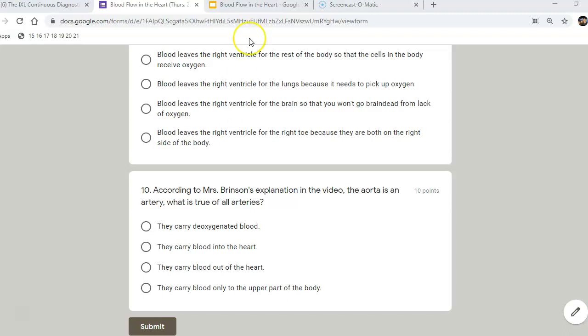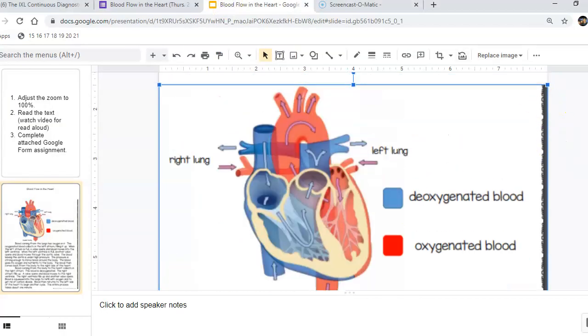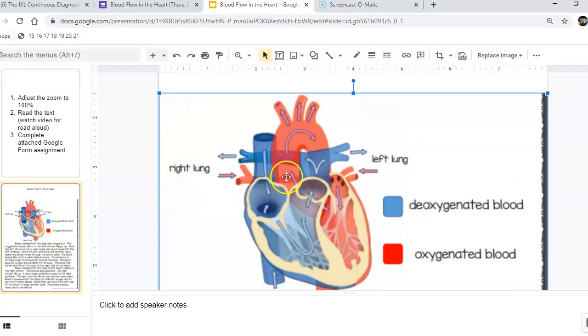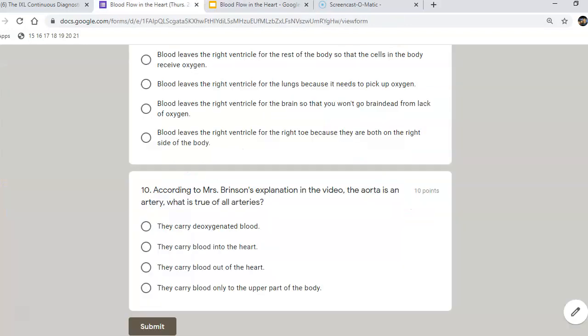Okay, the aorta, remember, this artery right here, it's oxygenated. The blood already got oxygen from the lungs, came back in here, trickled down, and got pumped. So where is this blood going?